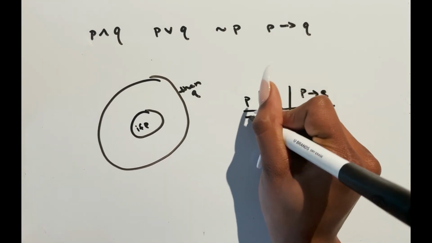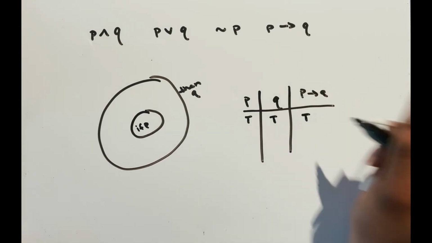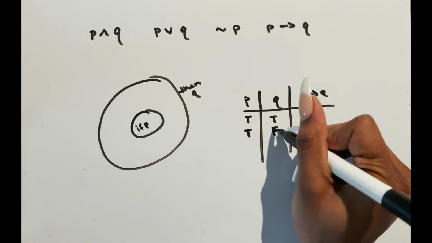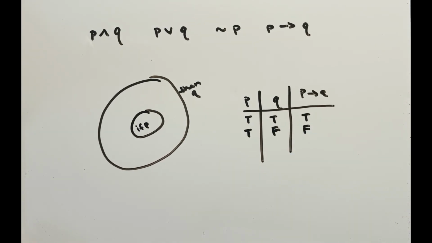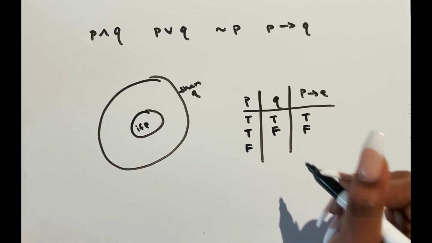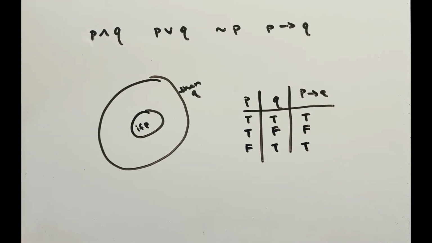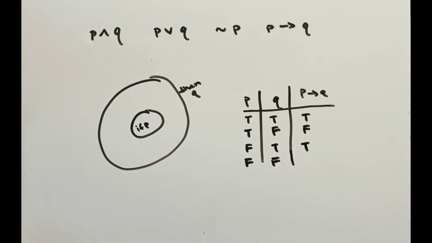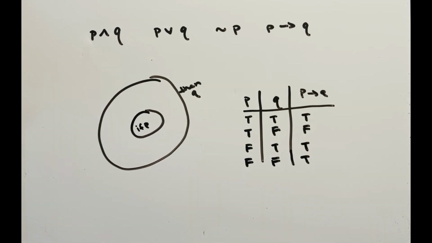If P is true and Q is true, if P, then Q is true. If P is true and Q is false, if P, then Q is actually false. If P is false and Q is true, if P, then Q is true. And lastly, if both P and Q are false, if P, then Q is true. So this is our if-then conditional statement truth table.